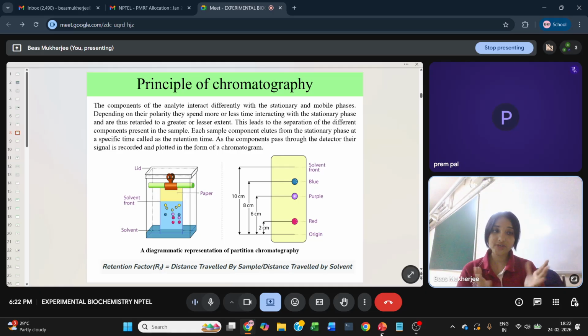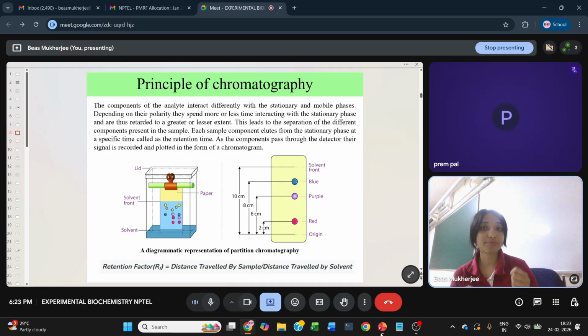So until now, whatever we have talked about, we will see here. Okay. So the components of the analyte interact differently with the stationary phase and the mobile phase based on their nature, right? Based on their polarity, their charge, their property of attraction, adhesion, solubility, etc. Depending upon their polarity, they spend more or less time interacting with the stationary phase and are thus retarded to a greater or lesser extent. This leads to the separation of the different components present in the sample.